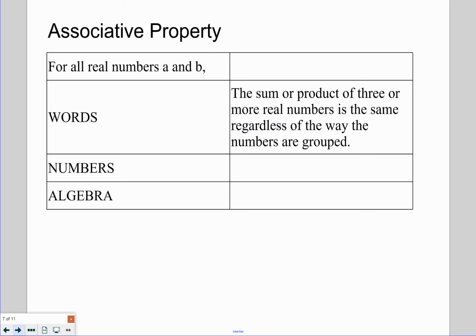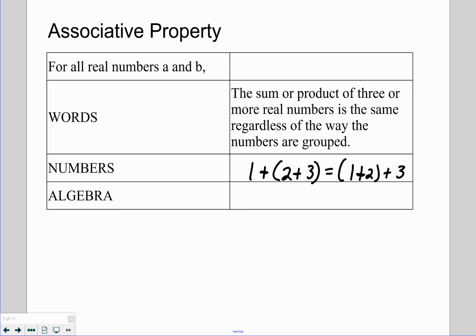Associative property. This one says the sum or product, so we're talking about addition or multiplication again, of 3 or more real numbers is the same regardless of the way it's grouped. All right? So I'm going to do this one for us with numbers. I'm going to use 1, 2, and 3. 1 plus, in parentheses, 2 plus 3 is equal to, in parentheses, 1 plus 2, plus 3. I know, whoa, right? A lot just happened there. But let me break it down for you.